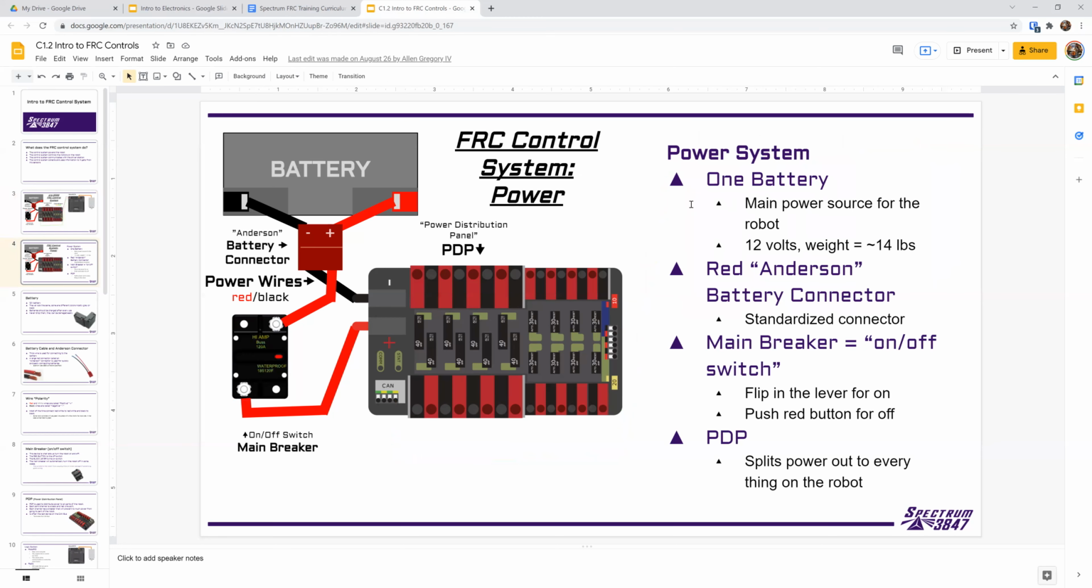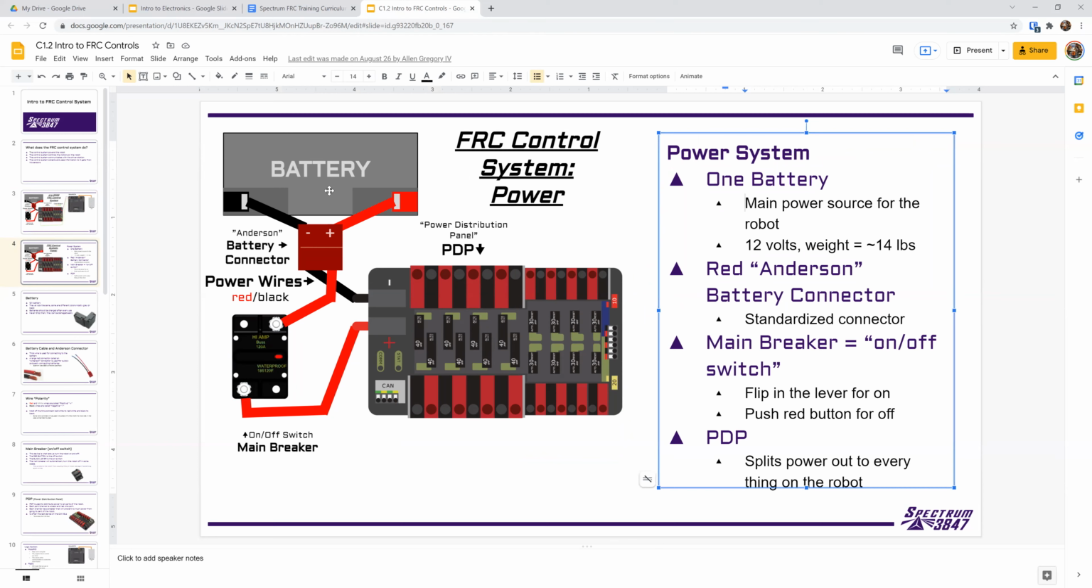So you can see there's only one battery. It's 12 volts. It weighs about 14 pounds. It's not part of our normal weight limit. They've removed the battery from being counted against your weight. So when our robot has to weigh 125 pounds, you also have to add in the weight for the bumpers and the battery that aren't included in our official robot weight.